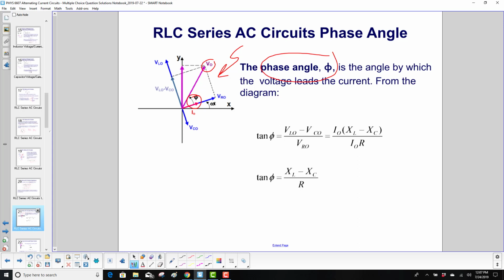From the diagram, we just use the definition of tangent, it's opposite over adjacent. So this opposite piece here is VL, the inductive voltage, minus the capacitive voltage. And the adjacent will just be the voltage across the resistor. Replace them with their Ohm's law equivalents. The I's cancel out, and we get tan phi, which is the phase angle, is the inductive reactance minus the capacitive reactance divided by the resistance.